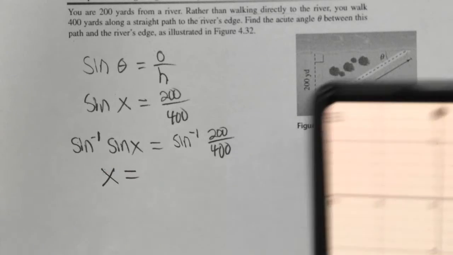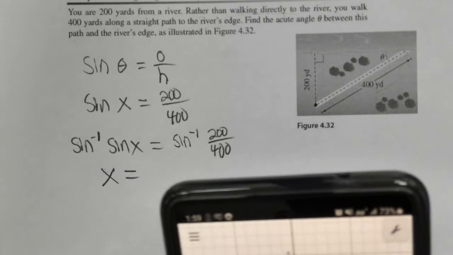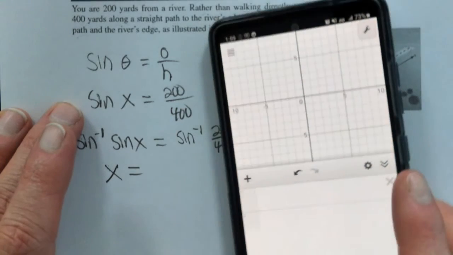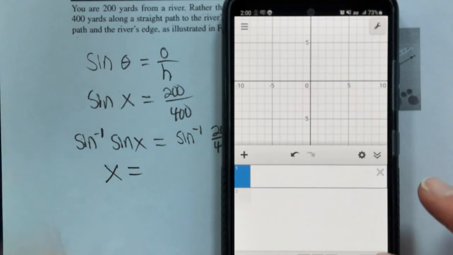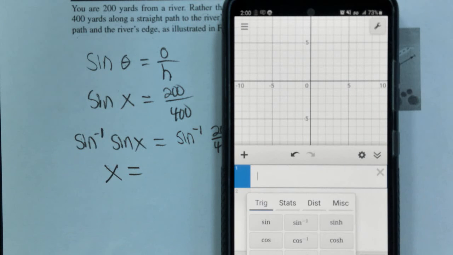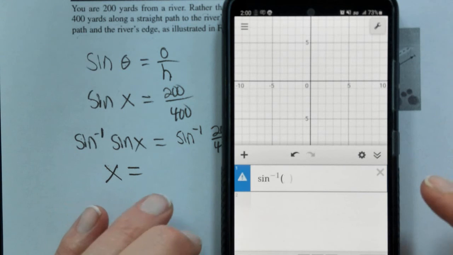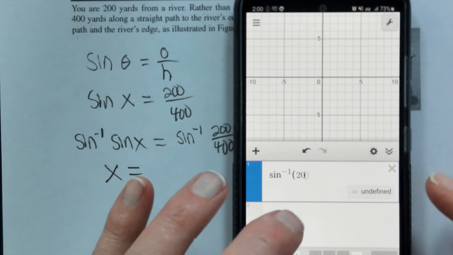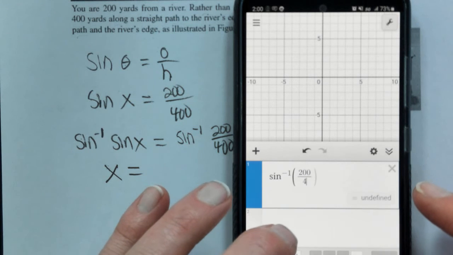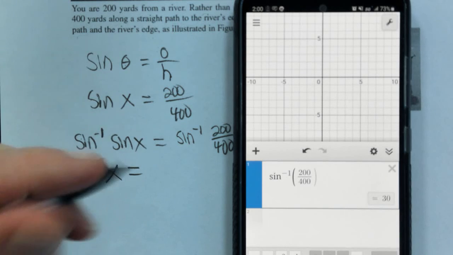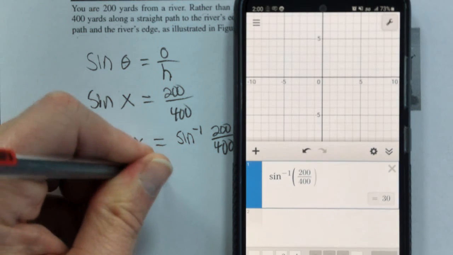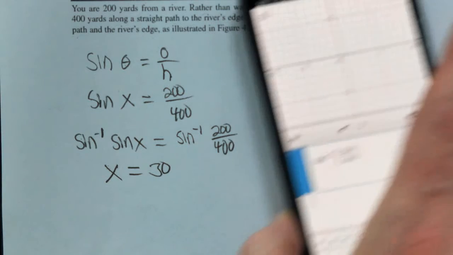And so all I need to do is go back to my Desmos calculator and we'll go functions. Inverse sine is what we need this time. Inverse sine of 200 over 400. Could have just made that 1/2 if you wanted to. And so the angle is 30 degrees. 30 is the correct answer there.